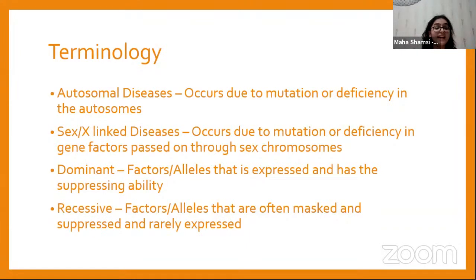So X-linked diseases occur due to mutational deficiency in gene factors passed on through sex chromosomes. Again, XX and XY are the sex chromosomes. Dominants are factors or alleles that are expressed and have the suppressing ability, and recessive are factors and alleles that are often masked, suppressed, and rarely expressed. Now, dominant and recessive is entirely based on the relationship that occurs between two factors. So we'll look into that more.